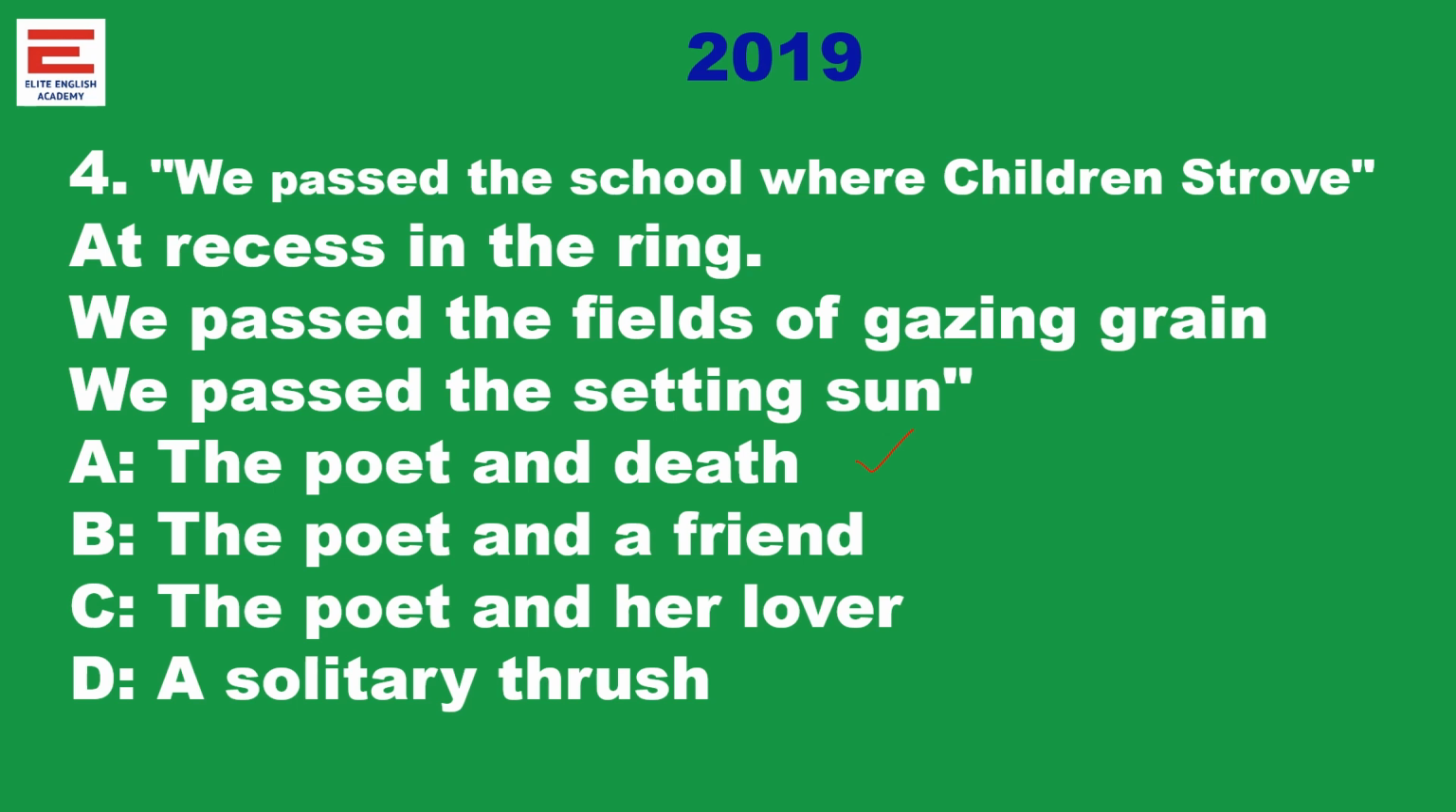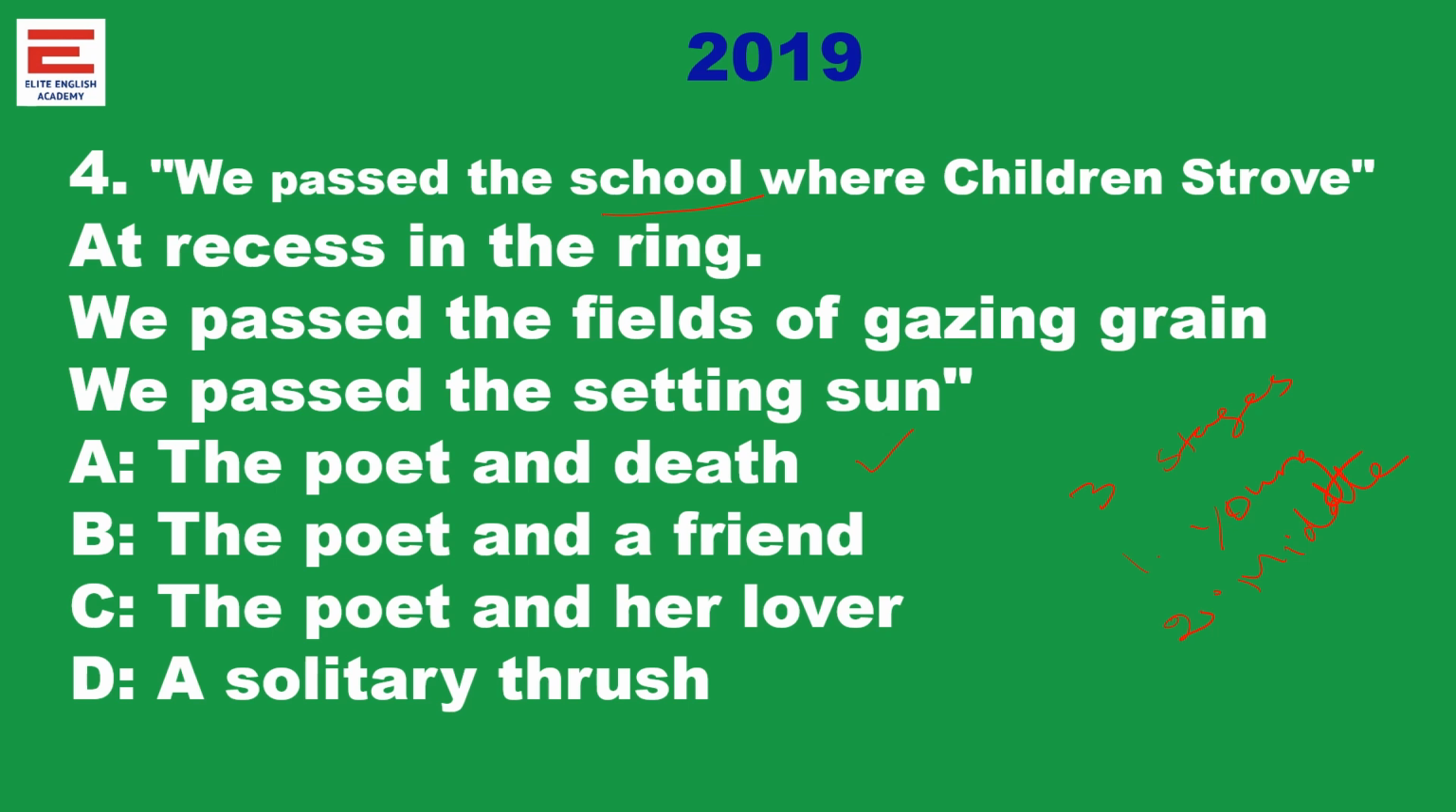For example, this particular poem talks about the three stages of life, right? First we pass the school, so the young age. Stage 1, young age, where the children are in jubilant mode, at recess in the ring. We pass the fields of gazing grain. So the second stage is middle age.